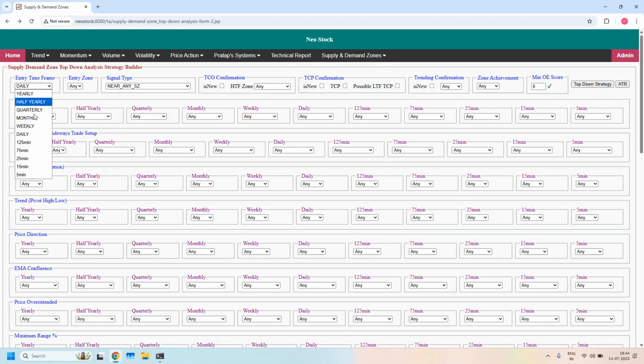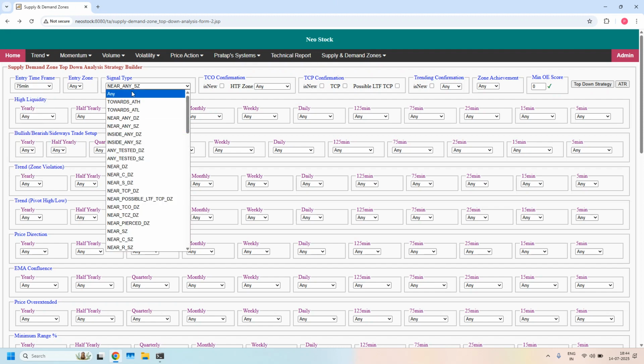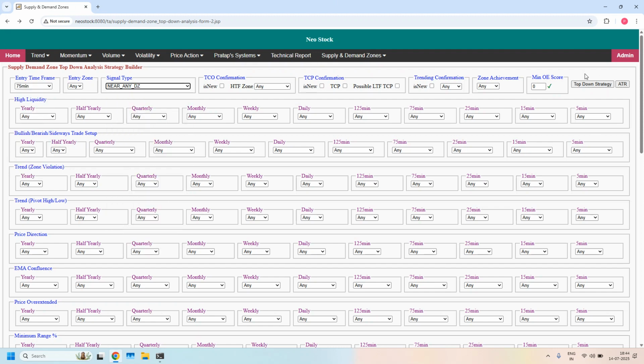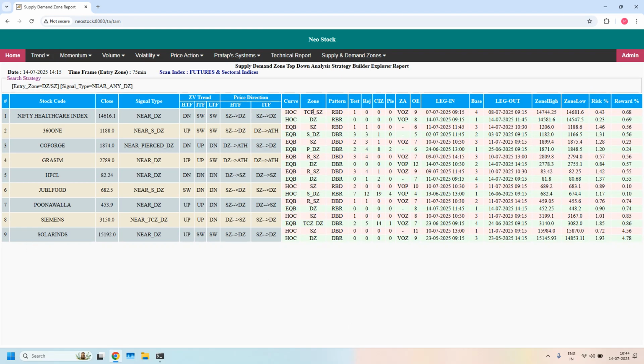Okay, next time frame is 75 minutes. Stocks near the 75 minutes demand zone. We got 9 stocks. Let us identify high liquidity demand zones. 361 is having a 75 minutes high liquidity demand zone. Jubilant Food is not valid because it is a PR search zone. Those who want to use PR search zone strategies, maybe you can look into this. That's it. We identified only one daily high liquidity and only one 75 minutes high liquidity demand zone from this list.